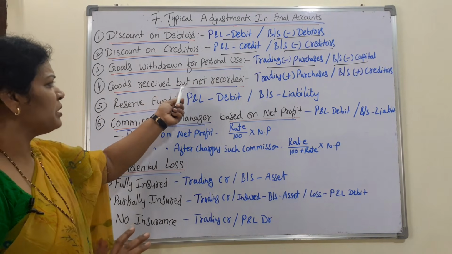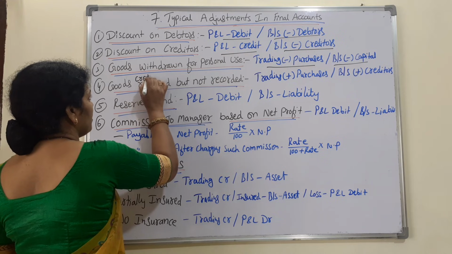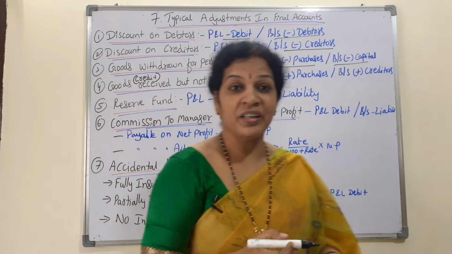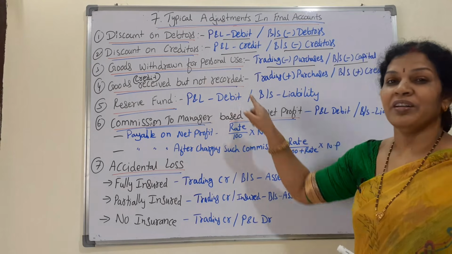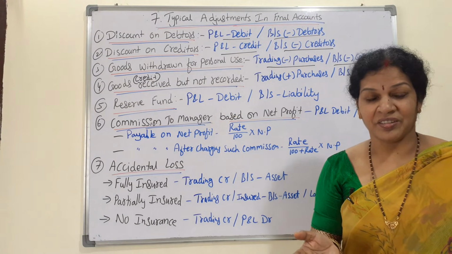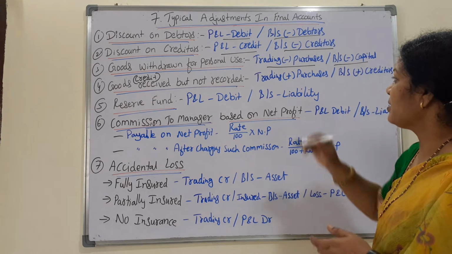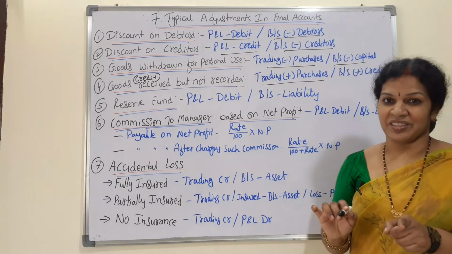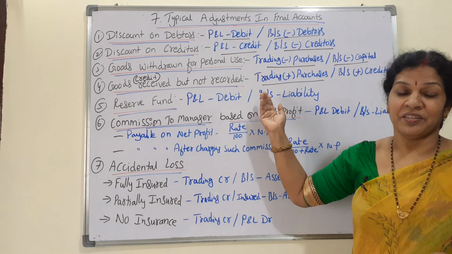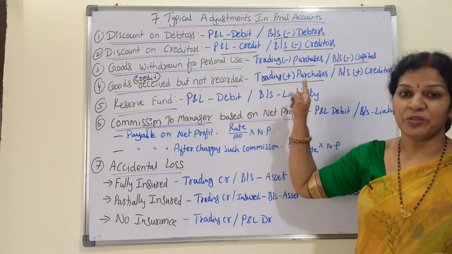Next one, goods received but not recorded. This is most of the time a credit transaction only. Goods purchased on credit but not recorded. Not recorded means we'll record it. Simple. How do we record it? One, in the trading account add to the purchases. Already some purchases are there, to that we'll add it. This is new purchases, which was not recorded, now we are recording, so adding to the purchases.